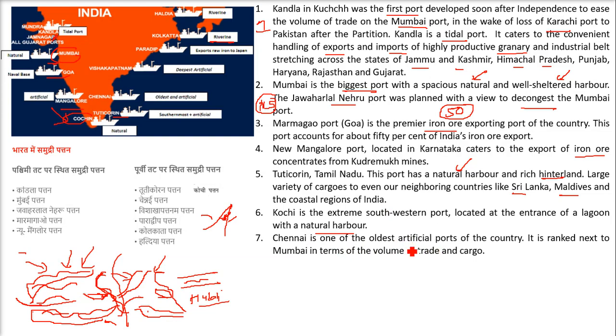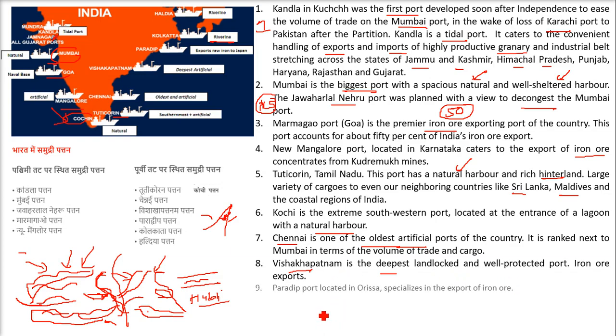Then Chennai is one of the oldest artificial ports of the country. Chennai is the oldest artificial port. This can be asked. It is ranked next to Mumbai in terms of volume of trade and cargo. And then we have Visakhapatnam, deepest. Visakhapatnam is the deepest, landlocked, well protected port, again for iron ore exports.